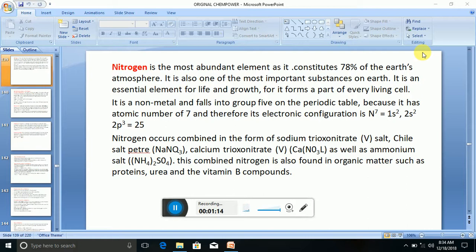Nitrogen occurs combined in the form of sodium trioxonitrate(V) salt, saltpeter, NaNO3. This is actually O, not Q. This is O. Calcium trioxonitrate(V), as well as ammonium salt. Please, these formulas are not correct. I'll be giving the correct ones soon. This combined nitrogen is also found in organic matter such as proteins, urea, and vitamin B compounds.